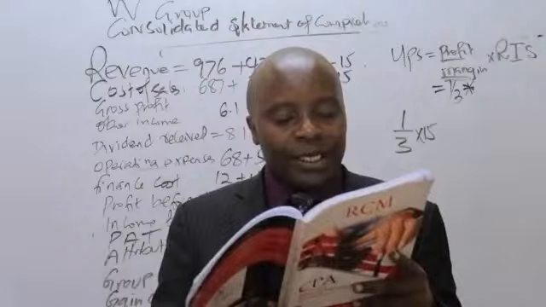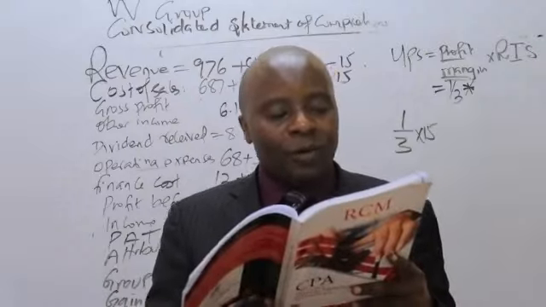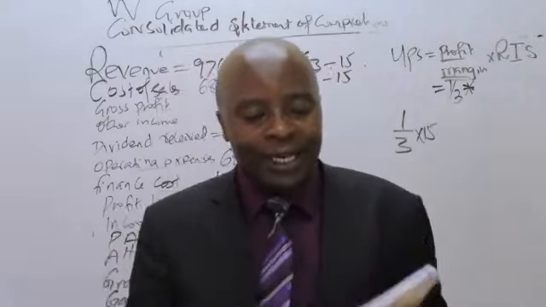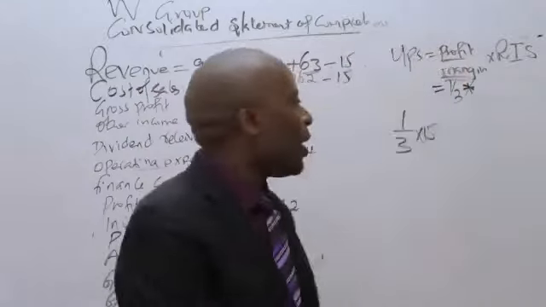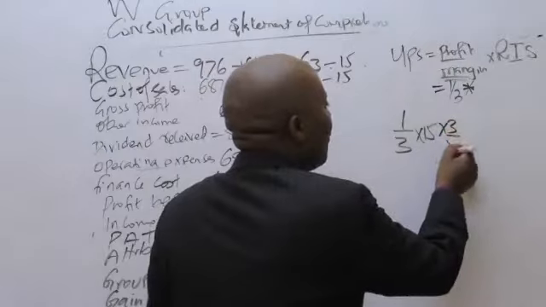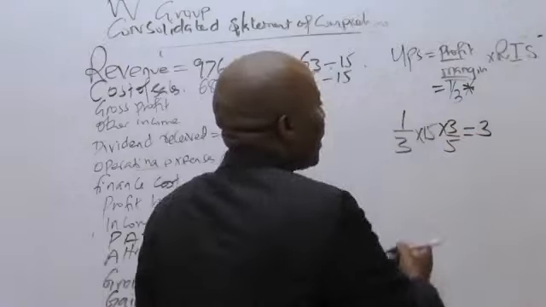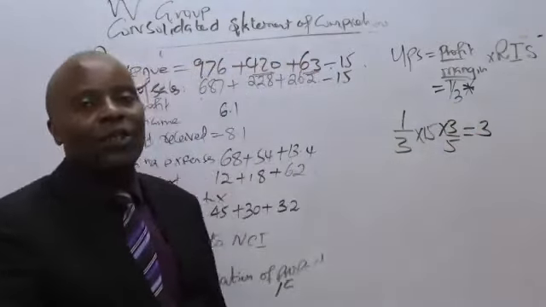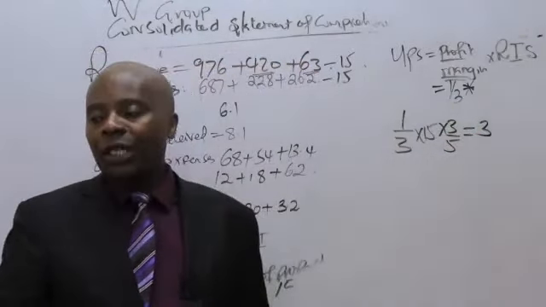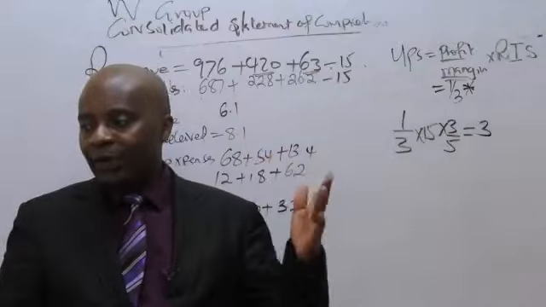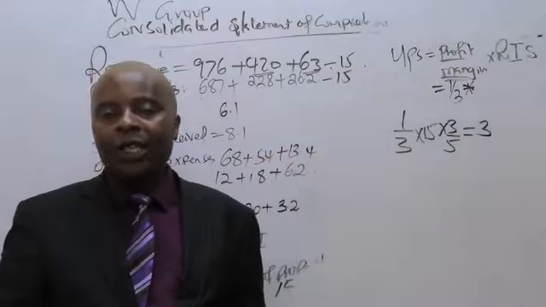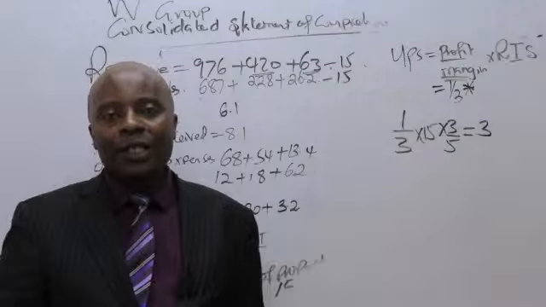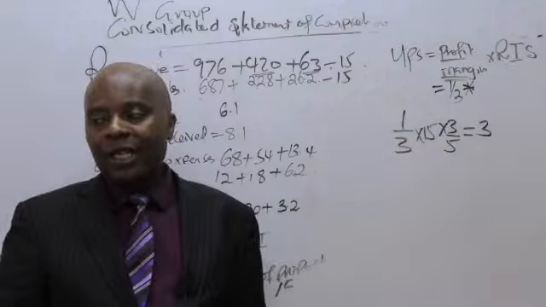What they've told us here is that 3/5 of these goods remained in inventory. So whatever we have here, times 3/5. This is what you have seen a student giving me, a UPS of 3. Can somebody confirm? A UPS of 3. Yes.